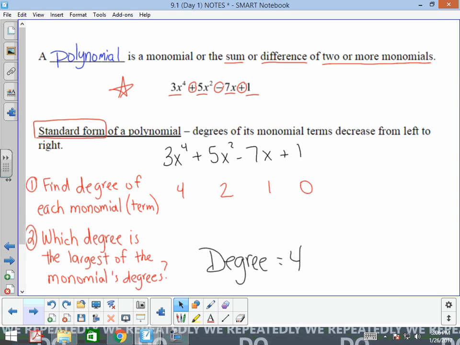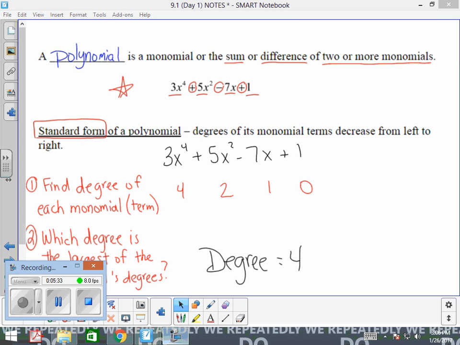Okay, so that's how you find the degree of a polynomial. All right, next move on to video number 2, and we'll look at some more examples.